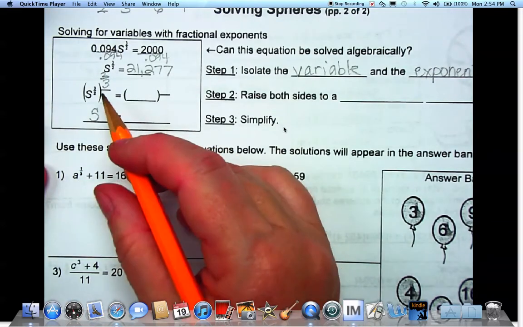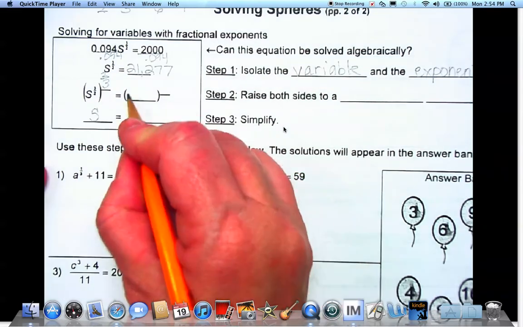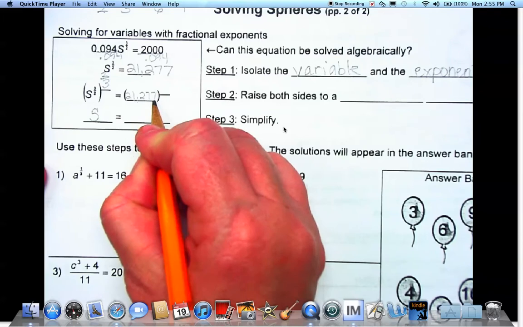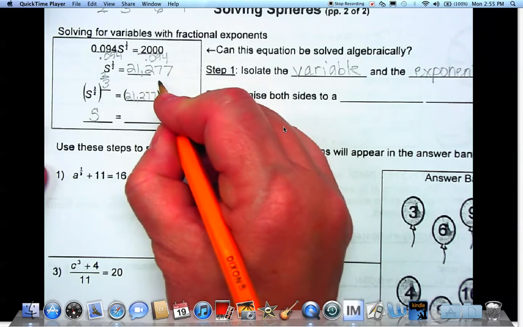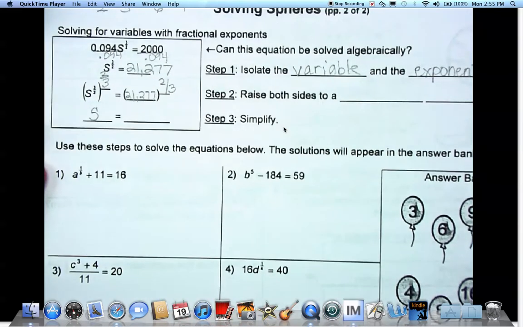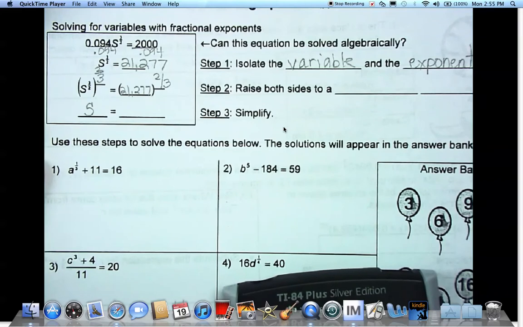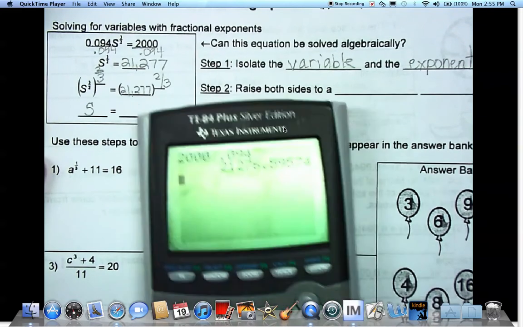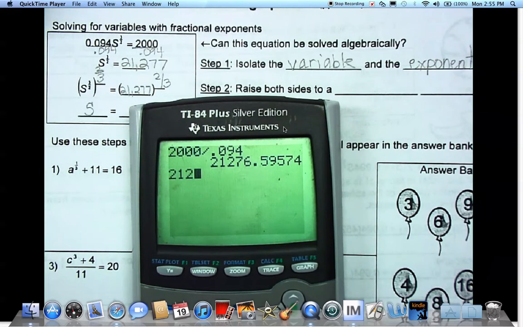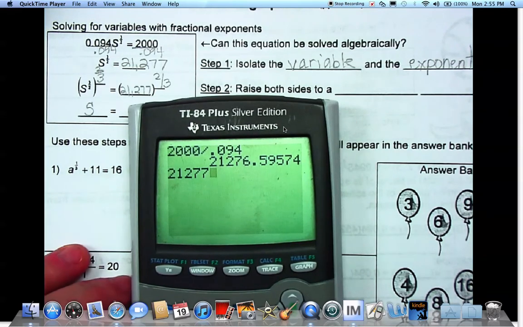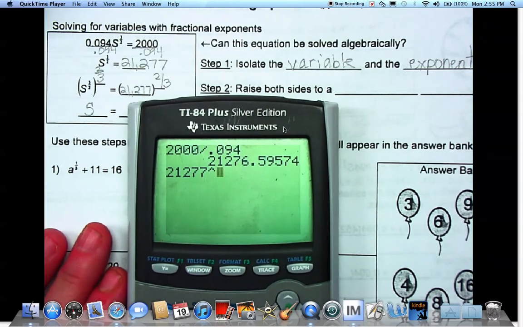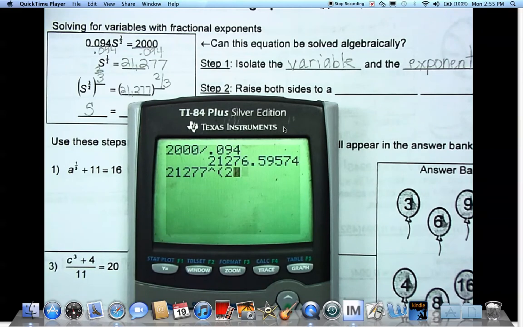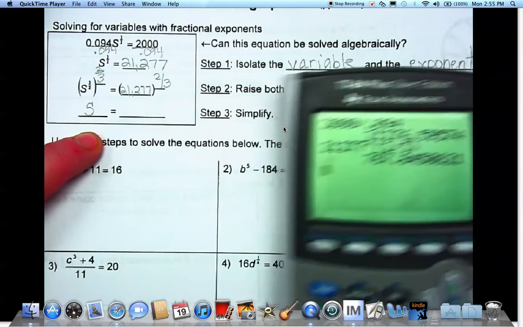Now whatever we do to the left-hand side, we've also got to do to the right-hand side. So we're going to have 21,277. You have to squeeze that in there. We have to raise it to the 2/3 power also. We're not multiplying it. What are we doing? We're raising it to a power. So let's put that in there. 21277. Now how do we raise it to a power? The caret. Okay. And then how am I going to put 2/3? Parentheses. 2 divided by 3. 768.